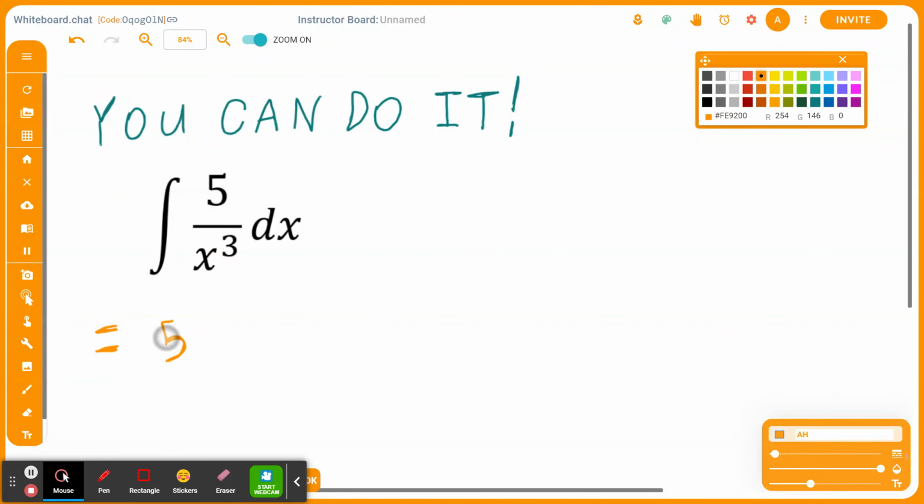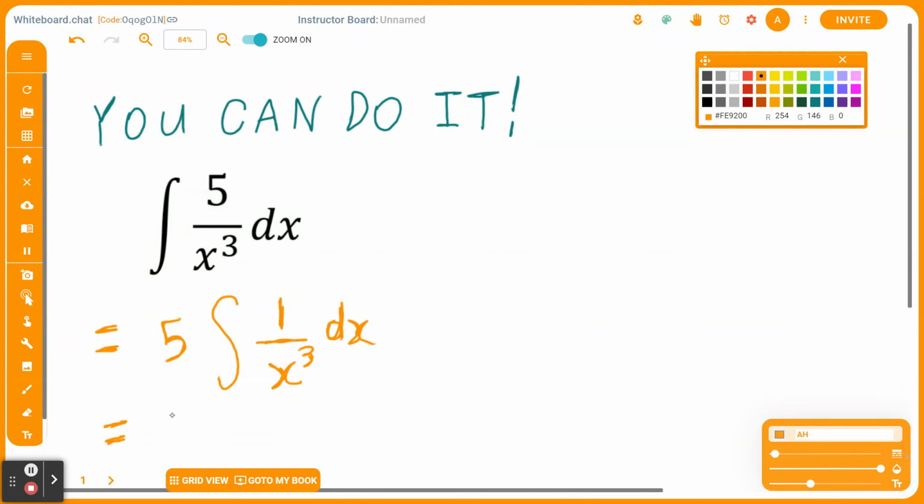Step number 1. If you think about the constant, in this case 5, you can bring this in front of the integration. So this becomes 5 times the integration of 1 divided by x to the power 3 with respect to x.